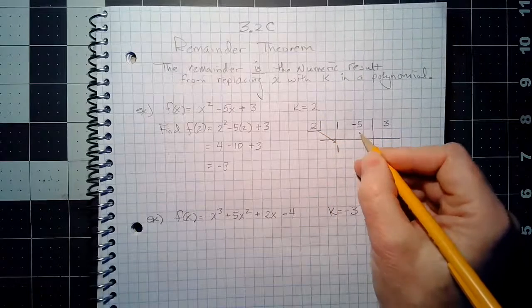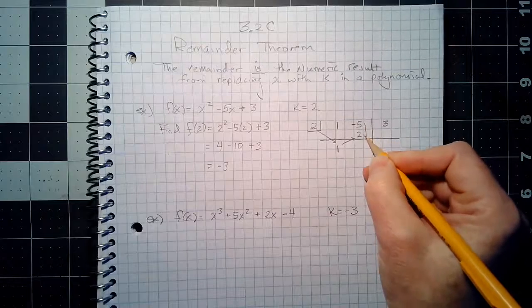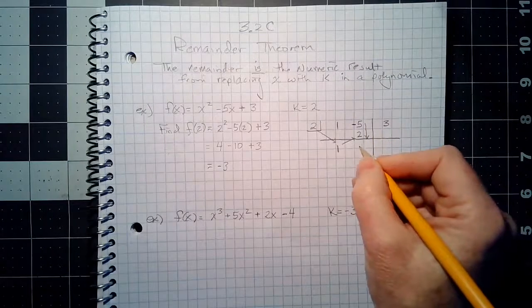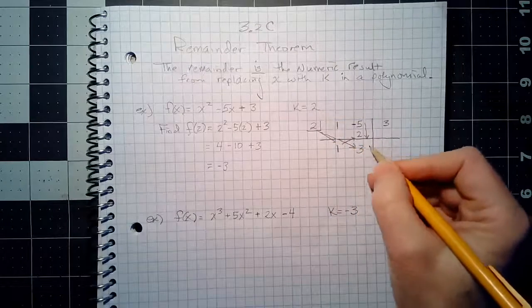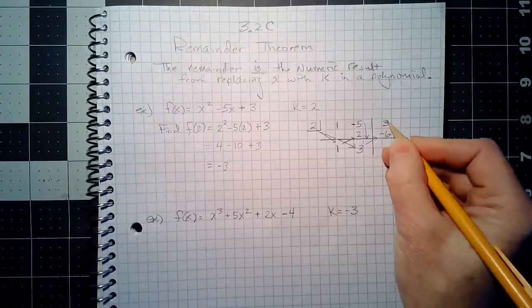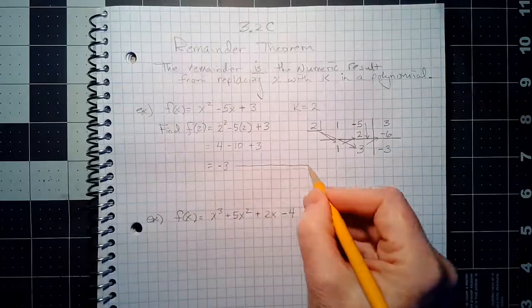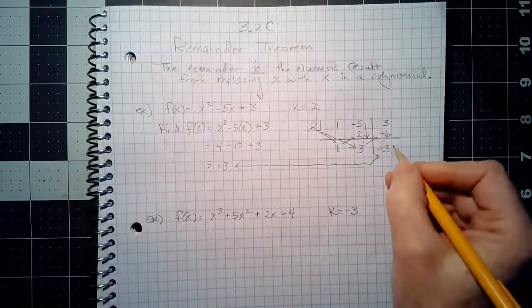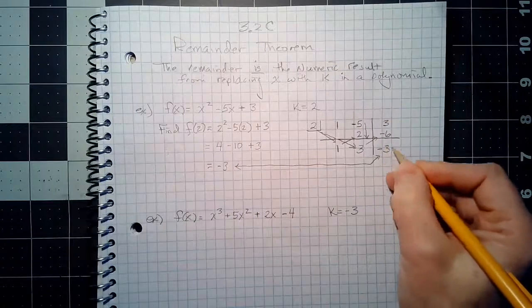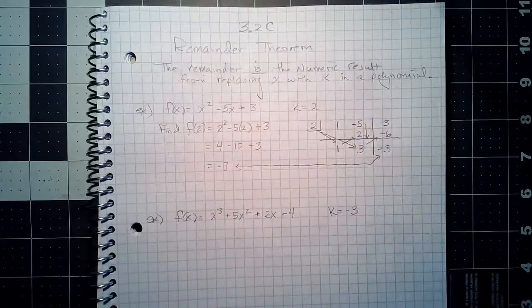So now, bring down the first number and start your zigzag process. 2 times that 1 is 2. Add straight down, so negative 5 plus 2 is a negative 3. 2 times the negative 3 is a negative 6. And 3 and negative 6, lo and behold, there's the negative 3 that we got the old way. So this remainder right here is the answer to plugging into that original problem.